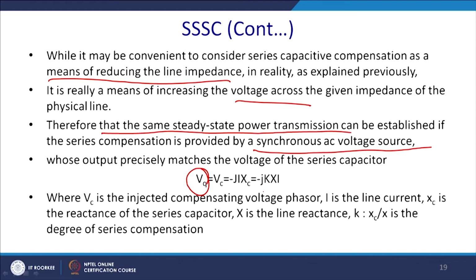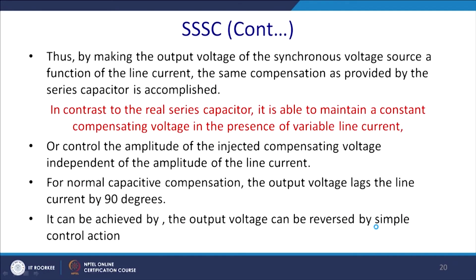minus j K into I X, where K is the ratio of XC by X or XL, where VC is the injected compensating voltage phasor, I is the line current, XC is the reactance of the series capacitor, X is the line reactance, and K is XC by X, the degree of the series compensation. Thus, making the output voltage of the synchronous voltage source a function of the line current, the same compensation as provided by the series capacitor can be accomplished.